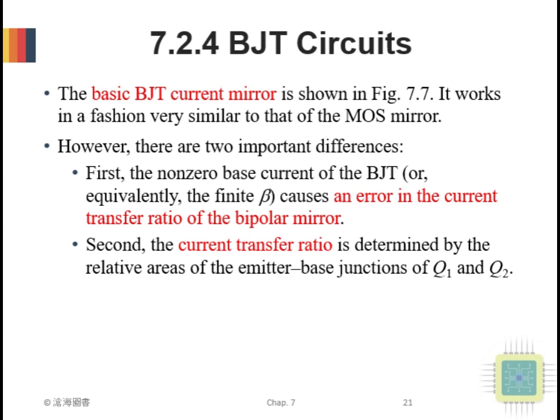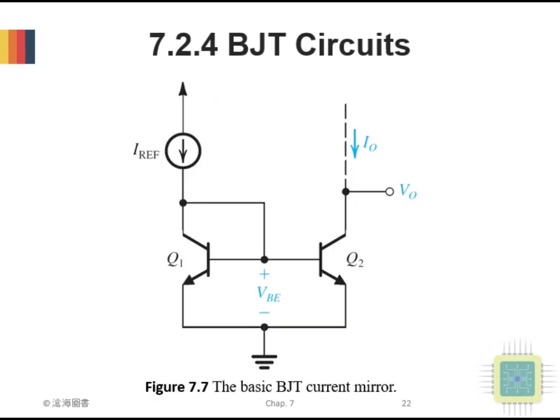It works in a fashion very similar to that of the MOS mirror. However, there are two important differences. First, the non-zero base current of the BJT, or equivalently, the finite beta, causes an error in the current transfer ratio of the bipolar mirror. Second, the current transfer ratio is determined by the relative areas of the emitter base junctions of Q1 and Q2. Figure 7.7 shows the basic BJT current mirror.